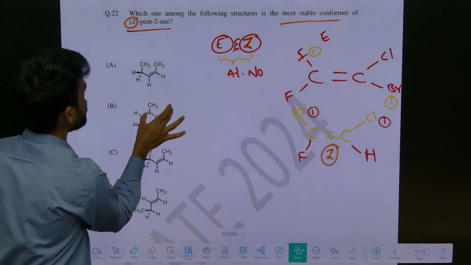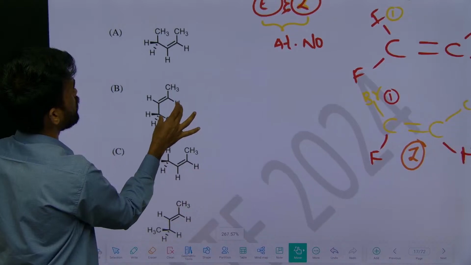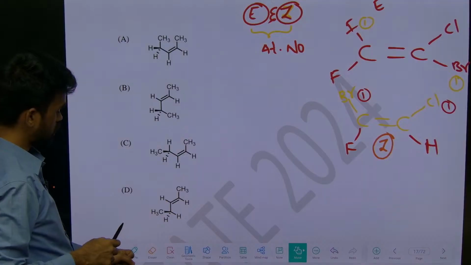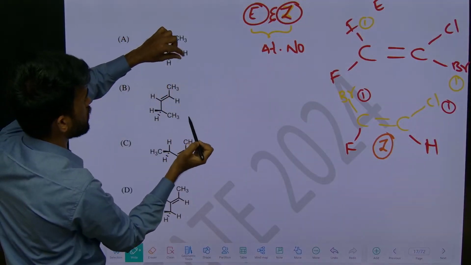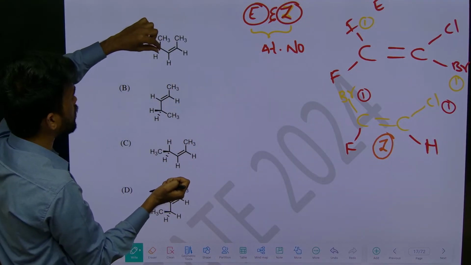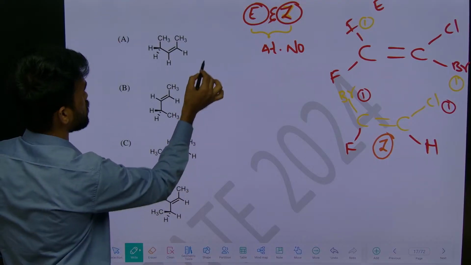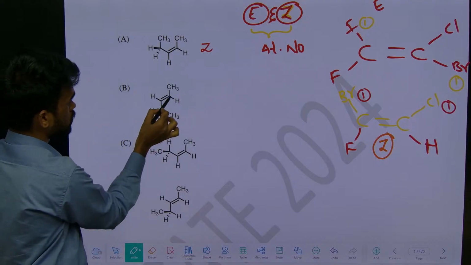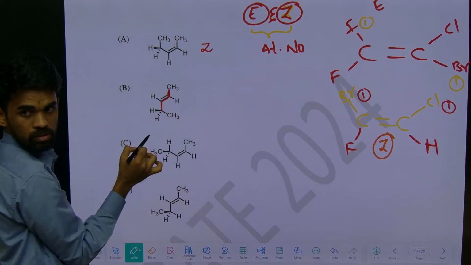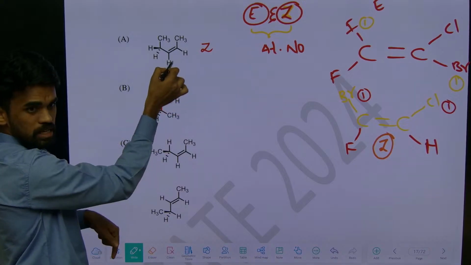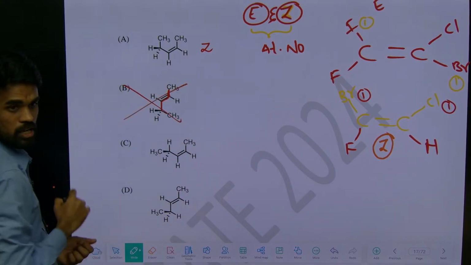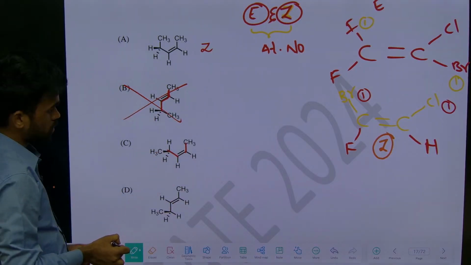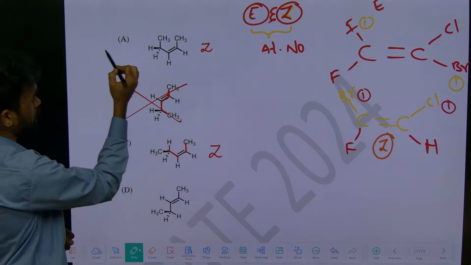So look at each and every option mentioned here. First of all, find EZ out of this. First one, see, double bond, hydrogen least priority, methyl first priority, here also this alkyl group. So this is an E isomer or Z? Z isomer. Perfect. This one? E isomer, opposite side, no? E isomer. So no need of bothering about this. Next, this one? Z isomer, yeah. So might be A or C.